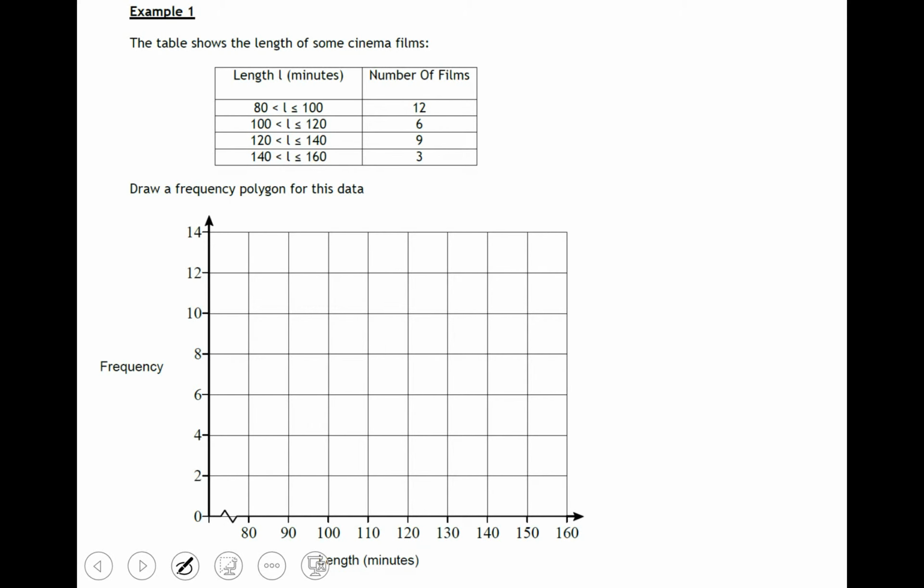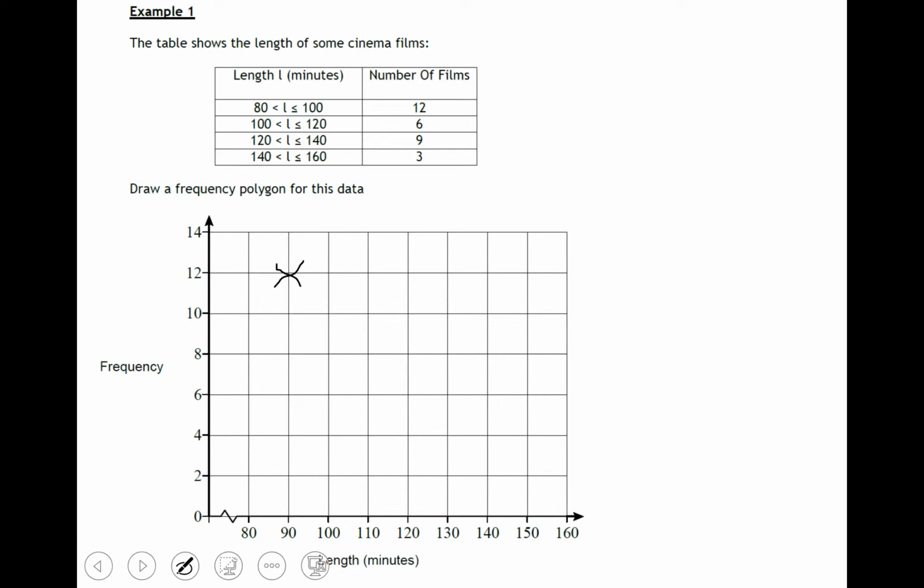A frequency polygon is used to draw a diagram where your data is in groups. We plot the frequencies, in this case number of films, in the midpoint of each of the groups. So the midpoint of 80 to 100 is 90. So from 90 we go up to 12, we mark a cross.